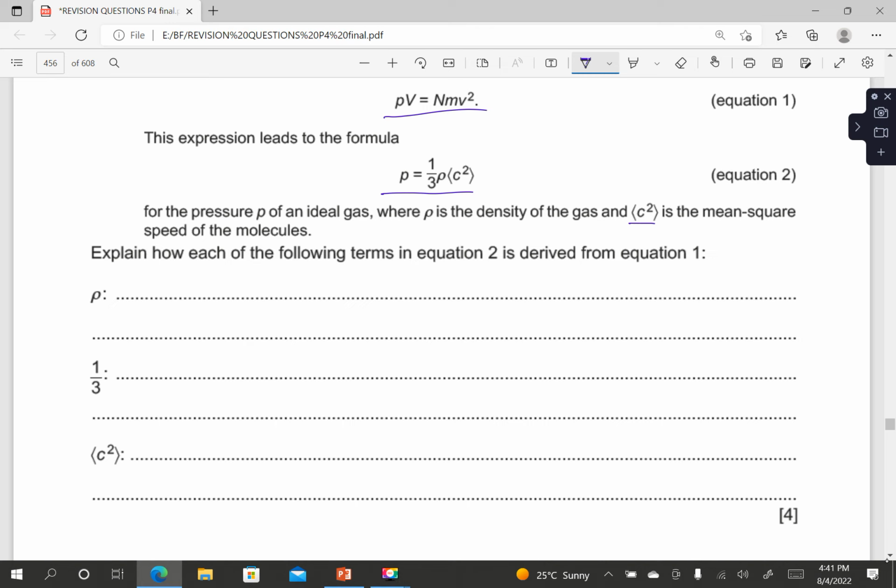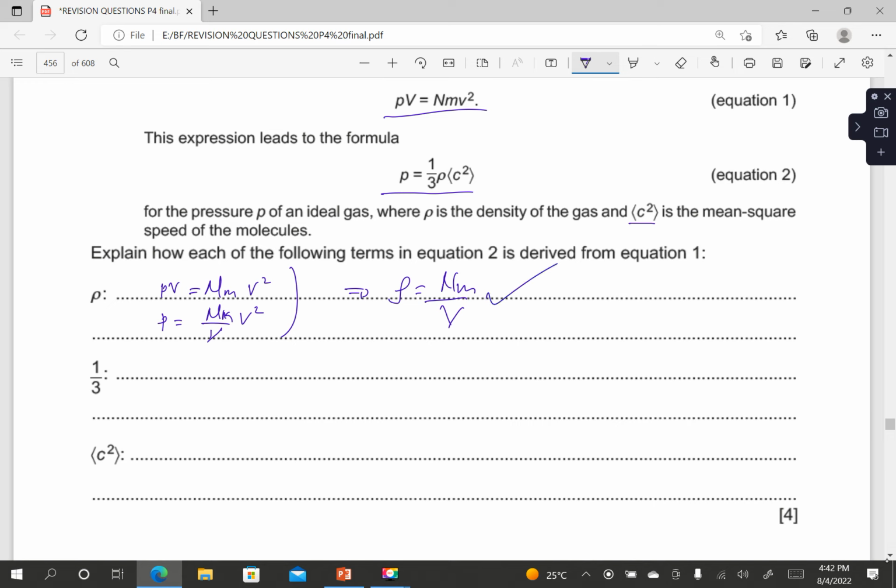Remember, density is mass over volume. So PV equals Nm times v squared. So P is equal to Nm over V times v squared. So simply we are saying that rho is equal to Nm divided by V. As simple as that.